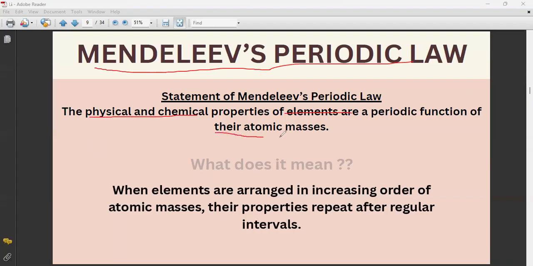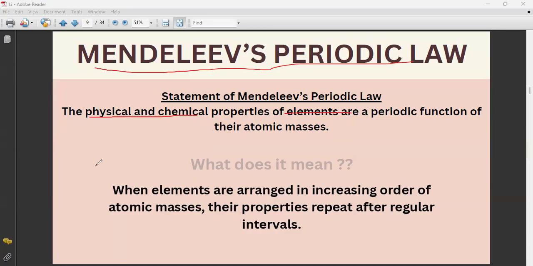of their atomic masses. Now, he doesn't say that it will be similar after the 3 or the 8 numbers, and he hasn't put the elements into sets of 3 or sets of 8. But he said that when elements are arranged in an increasing order of their atomic masses, their properties repeat after the regular interval. The properties repeat after the regular interval.